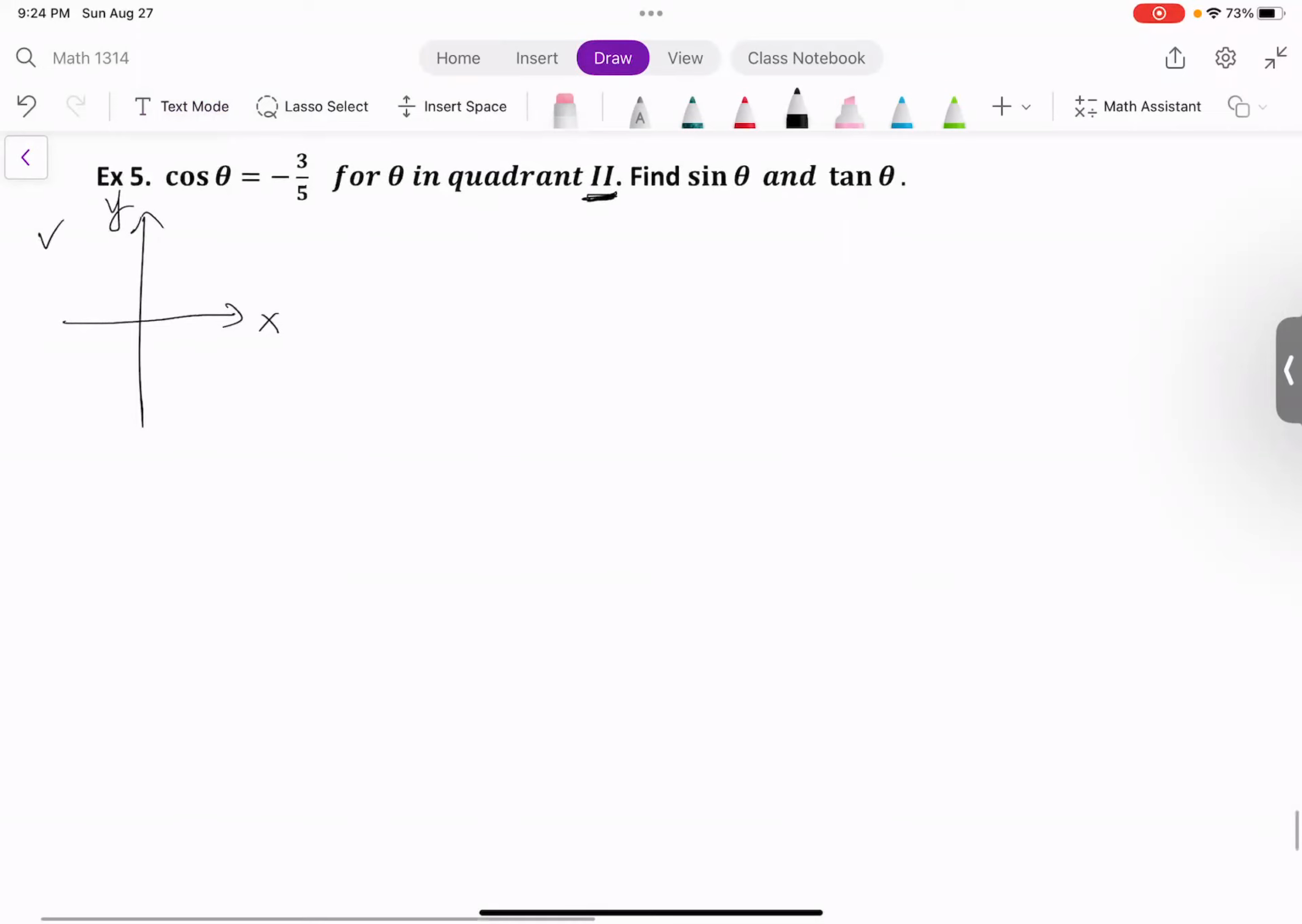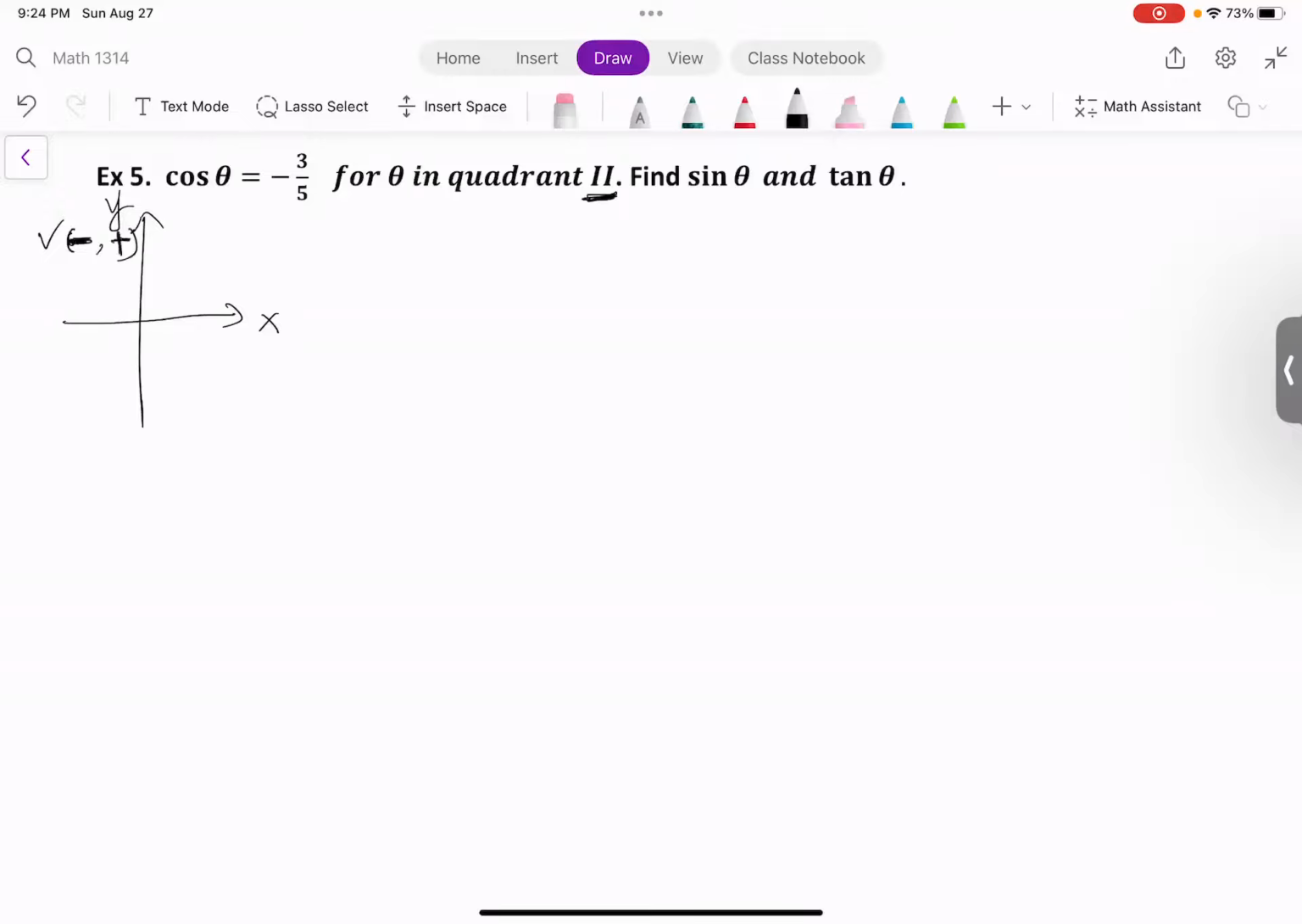All right. So for the x value and y value in the second quadrant, I remember that all the x in the second quadrant is negative. All the y values are positive. So x is negative, y is positive. Maybe I will use it later. All right, let's find the sine theta.